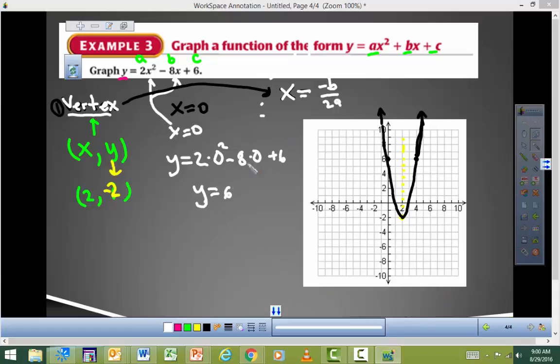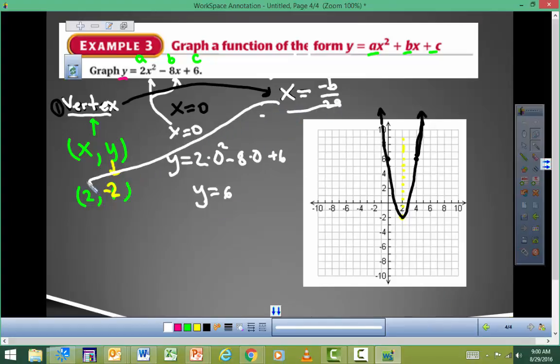So, after you find that, that's how we ended up getting this 2. Then you take that 2 and you substitute back in up here and you find the y-coordinate. That's how we got the y-coordinate. Well, that's how we got the negative 2.